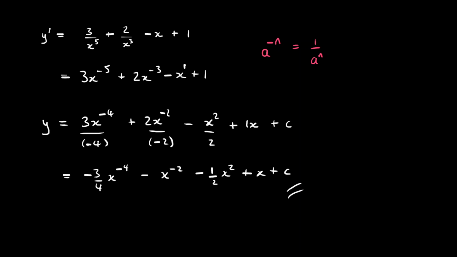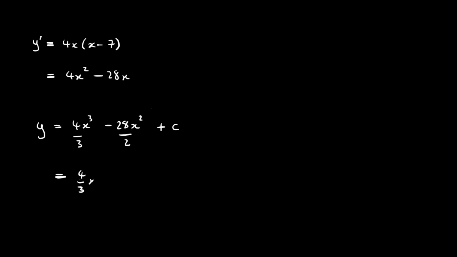All right, well, let's try one more. What are we going to do in this particular case where we've got 2 brackets? Well, basically we just expand the brackets. This becomes 4x squared minus 28x. And then we just apply the same rules. Add 1 to the power, divide by the new power, add 1 to the power, and we divide by the new power, and we don't forget the constant. So if we write this out, this is 4/3 x cubed minus 14x squared, and plus the constant.